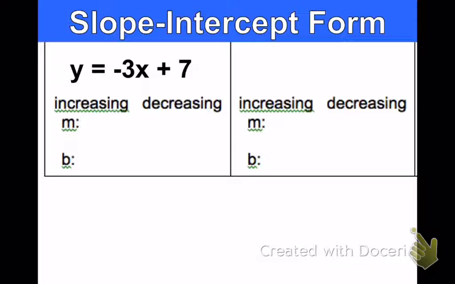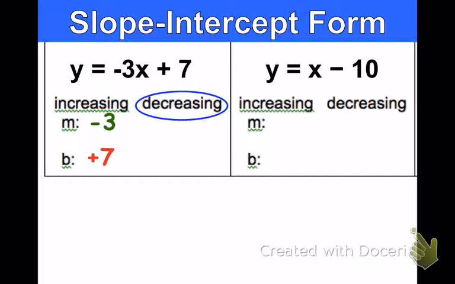All right, so now we're going to go ahead and identify the slope and the y-intercept before we actually get to graphing. So remember, our slope tells us whether our line is increasing or decreasing. In this case, our slope is that number -3, which is next to the variable x, which tells me my line is decreasing because it's a negative number. Therefore, my y-intercept is a 7.